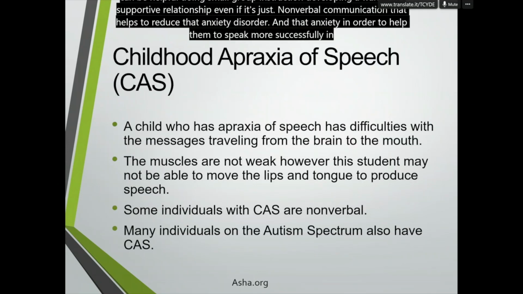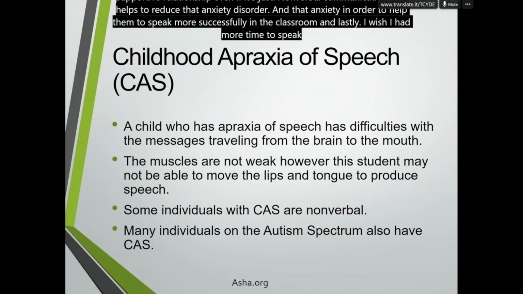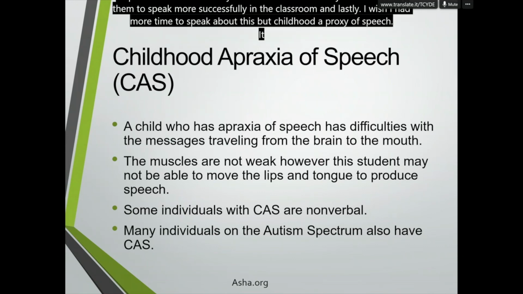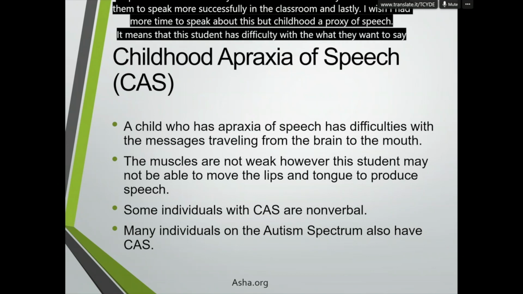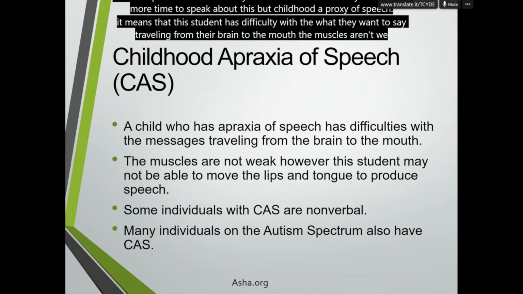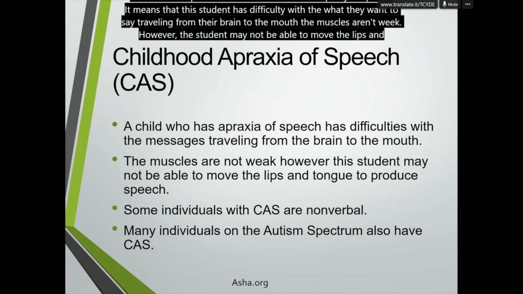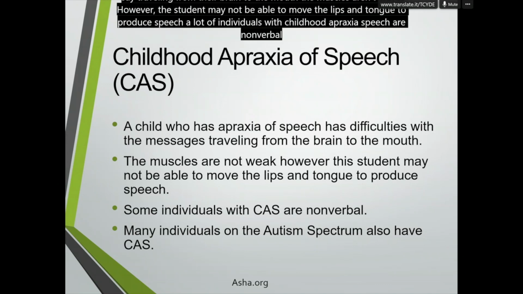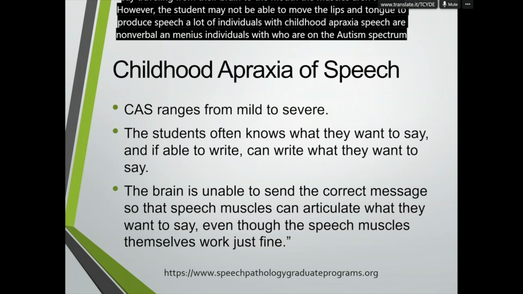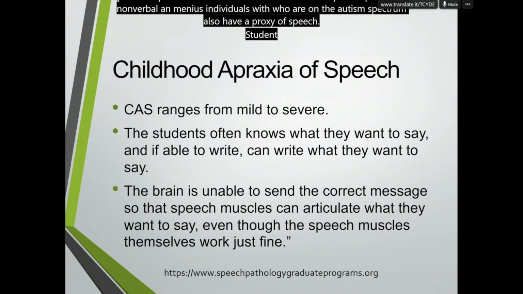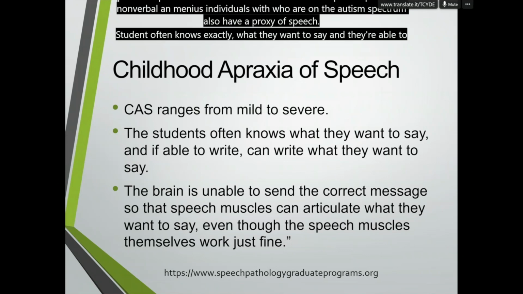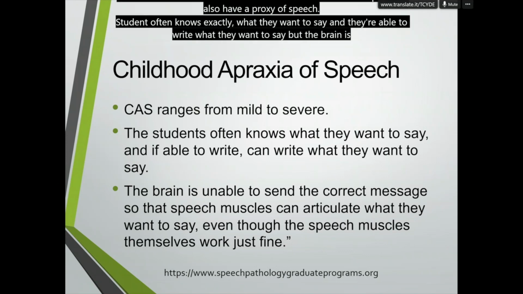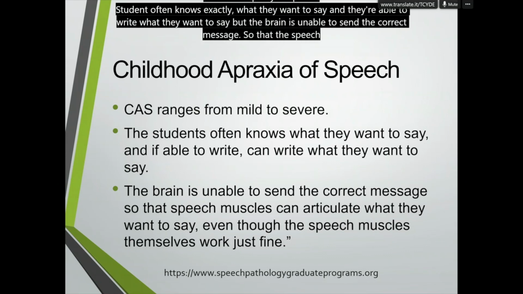And lastly, I wish I had more time to speak about this, but childhood apraxia of speech means that the student has difficulty with what they want to say traveling from their brain to the mouth. The muscles aren't weak; however, the student may not be able to move the lips and tongue to produce speech. A lot of individuals with childhood apraxia of speech are nonverbal, and many individuals on the autism spectrum also have apraxia of speech. The student often knows exactly what they want to say, and they're able to write it, but the brain is unable to send the correct message so that the speech muscles can articulate what they want to say.